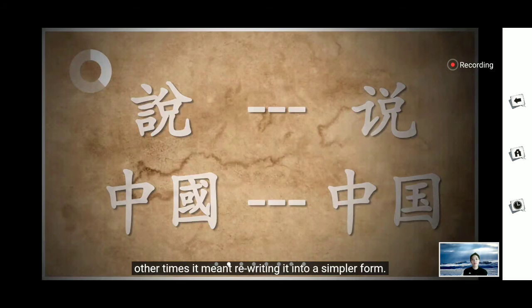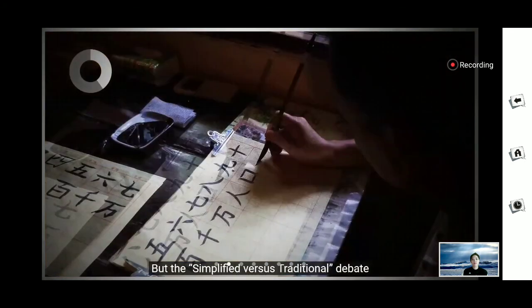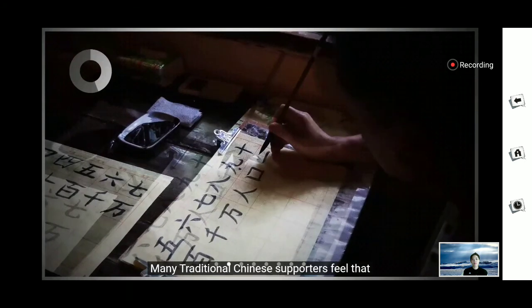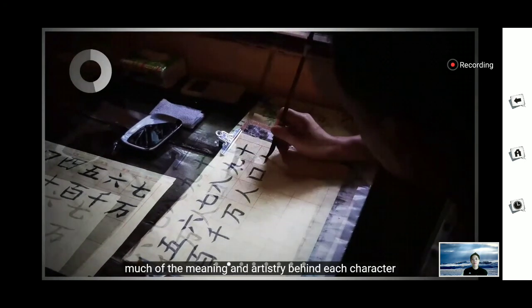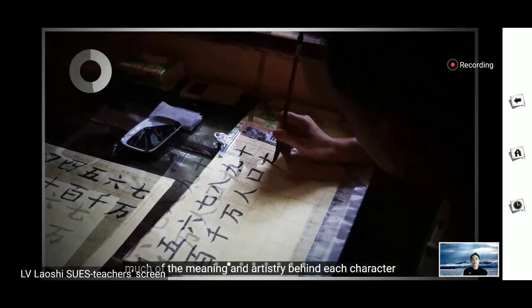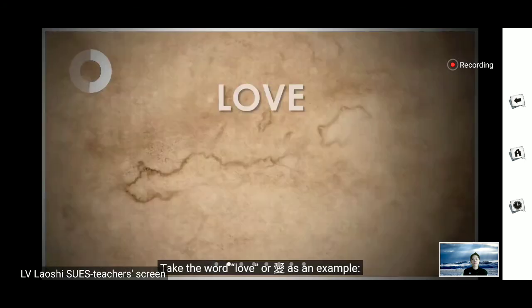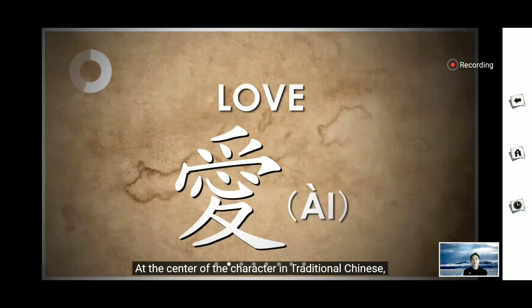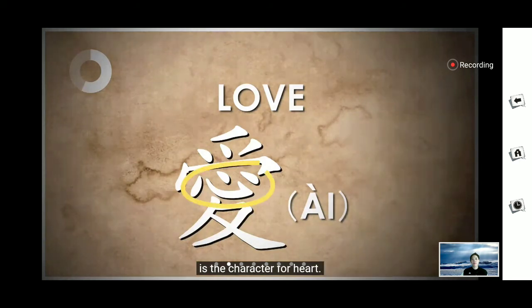But the simplified versus traditional debate goes beyond education. Many traditional Chinese supporters feel that much of the meaning and artistry behind each character was stripped away during the simplification process. Take the word love, ai, as an example. At the center of the character in traditional Chinese is the character for heart. In the simplified version, the heart is taken away.